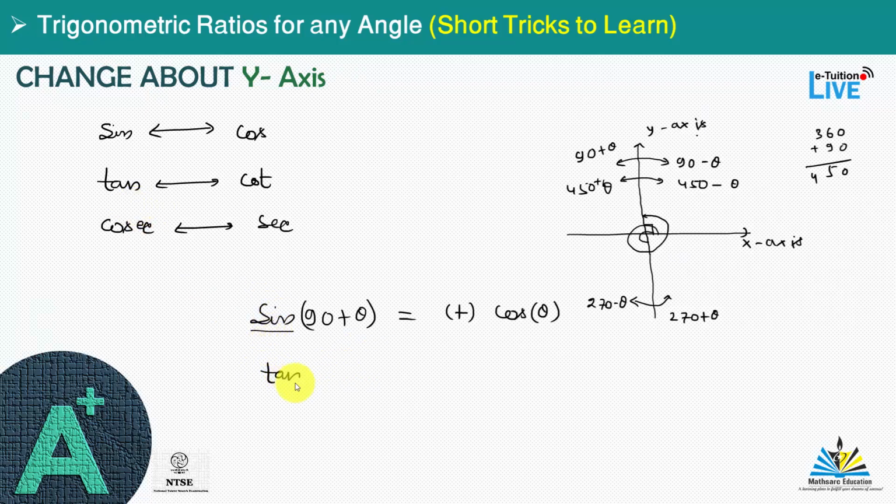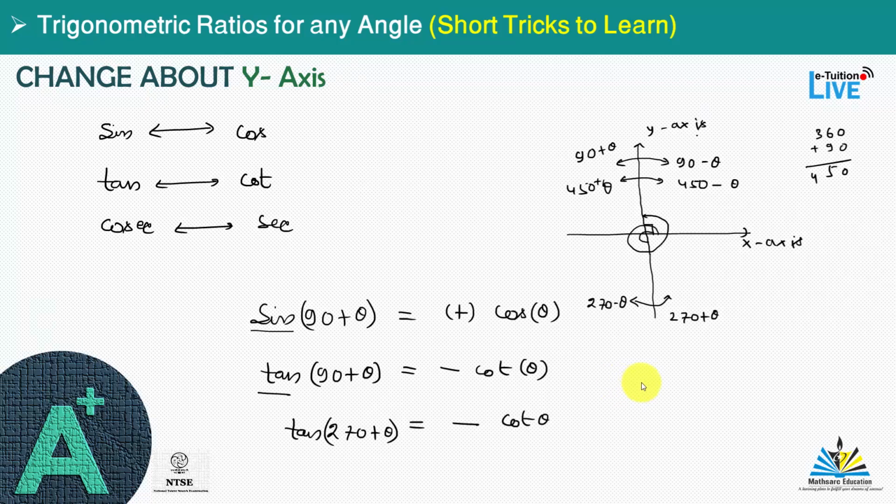Let's say tan of 90 plus theta. Now tan needs to change into cot, so this will be cot theta, and 90 plus theta is going in the second quadrant, and in the second quadrant tan is negative, so we need to apply a negative sign here. So tan of 90 plus theta is minus cot theta. Let's have another example, tan of 270 plus theta. So tan will change into cot theta, and 270 plus theta is moving in the fourth quadrant, and in the fourth quadrant tan is negative, so you need to apply a negative sign here.